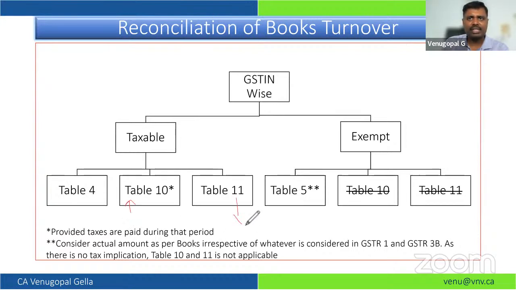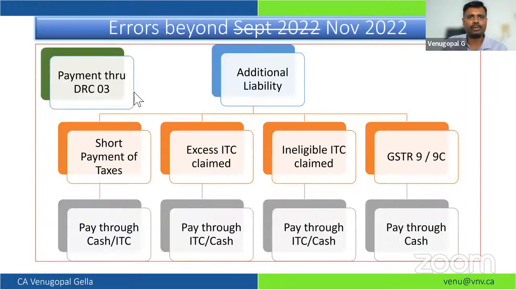If you have adjusted, that means in the previous year, instead of 100 rupees, I paid 120. The extra 20 I have adjusted in the next year. Then I'll be showing in table 4 120 rupees and in table 11 20 rupees. So totally my table 4 plus table 10 minus table 11 is equal to 100, which will match with my books of accounts. This is how one has to do the reporting of it.